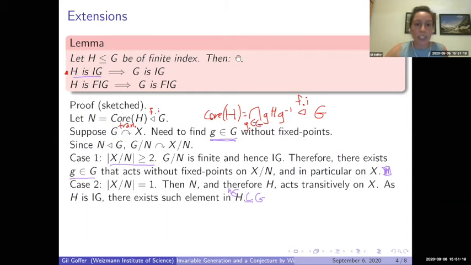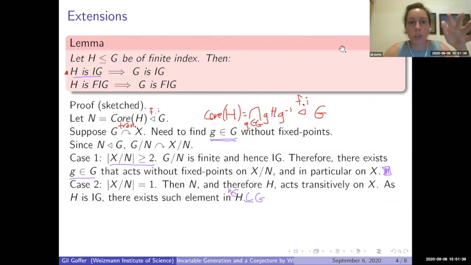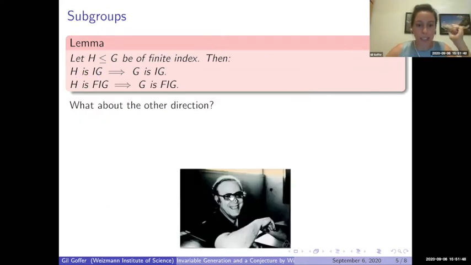So you see that it's almost direct to see that this behavior of being IG is going upward, from a finite index subgroup to the ambient group. It is also pretty direct to see that it passes to quotients. And then the next natural question is to ask, and this is what James Wiegold was asking, what about the other direction?